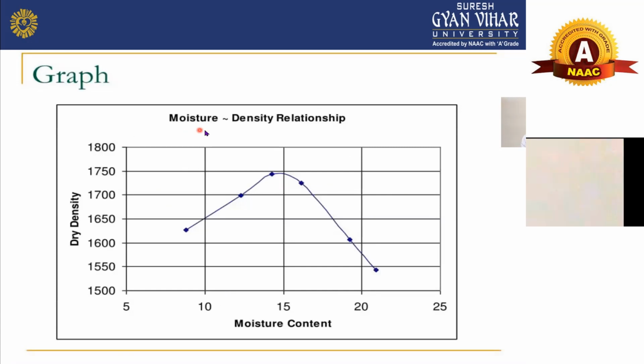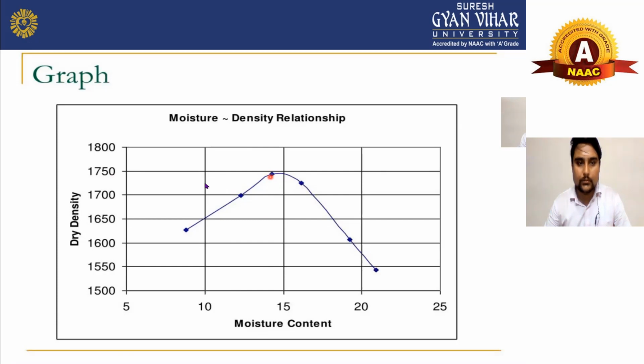And now this is the graph showing the relationship between moisture content and dry density. As you can see, here will be your optimum moisture content, and on this moisture content you are getting the highest density. That will be your optimum moisture content, OMC, and that will be MDD, maximum dry density. MDD will come approximately 1700, and optimum moisture content will be approximately 14%.